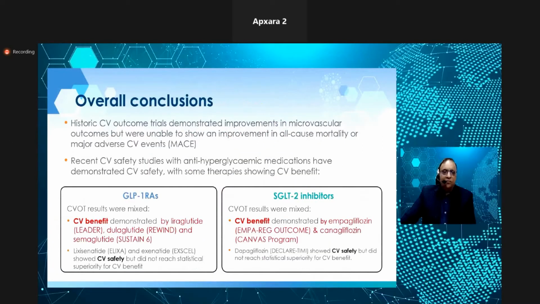So overall, in conclusion, when we looked at historical CV outcome trials, we demonstrated only microvascular benefit. Really, there was not much improvement in the way of all-cause mortality or MACE. But the recent CV safety studies with antihyperglycemic medications actually demonstrated CV safety. GLP-1 receptor agonist CVOTs were mixed. CV benefits were seen in liraglutide, dulaglutide, and semaglutide, whereas lixisenatide and exenatide did not show any benefit but showed safety. SGLT2 inhibitors showed CV benefit demonstrated by EMPA-REG and canagliflozin, and dapagliflozin showed CV safety and some of the heart failure benefit that I showed you earlier.